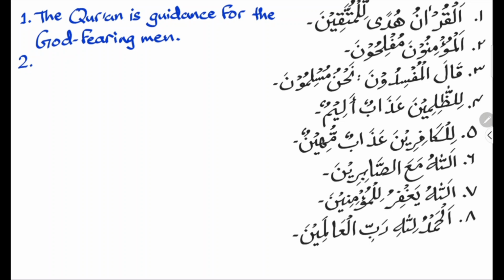Number 2 is al-mu'minuna muflihuna. Al-mu'minuna is mubtada, muflihun is khabar. Al-mu'minuna is the plural of al-mu'min, which means believer. So the believers are muflihun, successful.